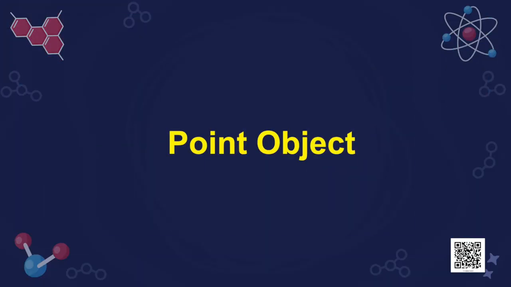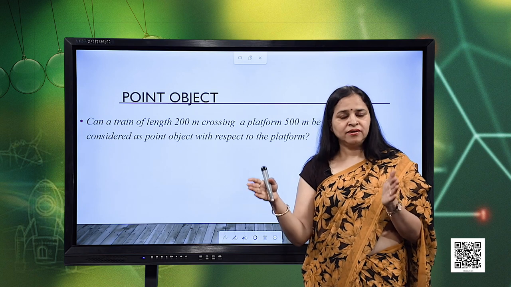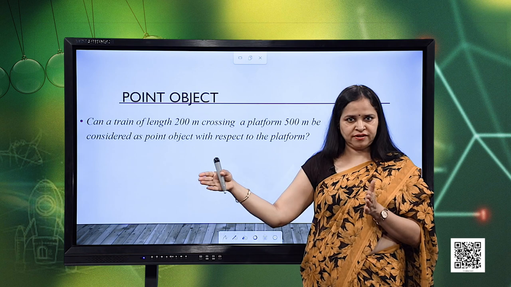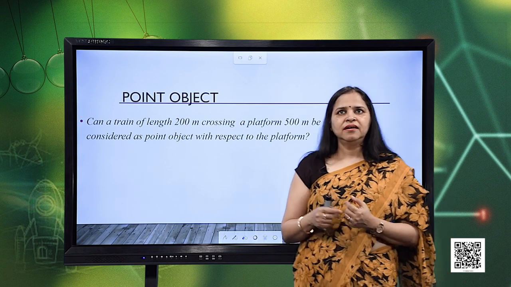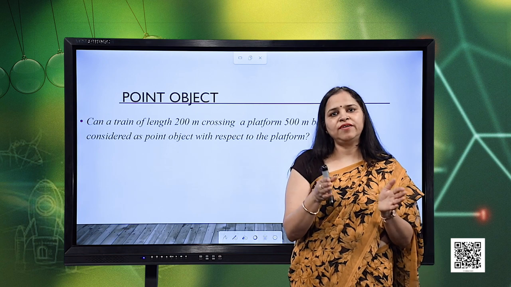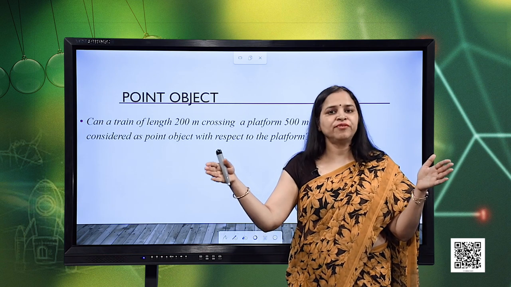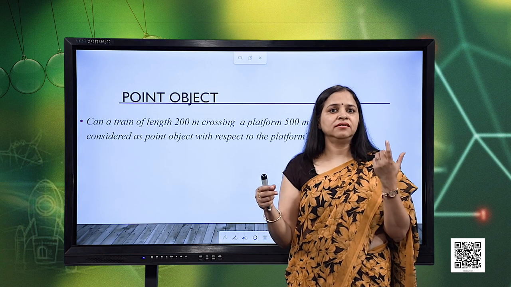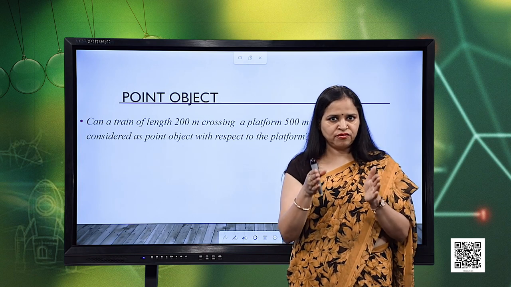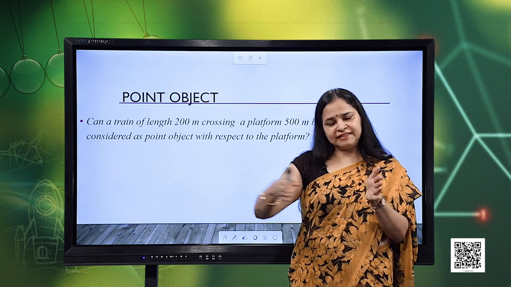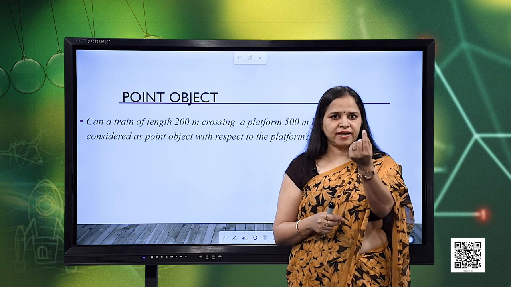So let us talk about the meaning of the term point object first. If we can ignore the size of the object compared to the length of the path it travels, then we consider the object to be a point object. For this, I take some examples. Suppose a train, which has a length of, let's say, 200 meters, travels a distance of 50 kilometers between two different cities or towns. Then the length of the train can be ignored, because the 200 meters of the train is very much smaller with respect to the distance traveled between the two stations, right? Then we can consider the train to be a point object.